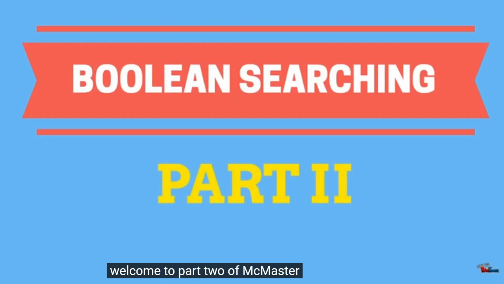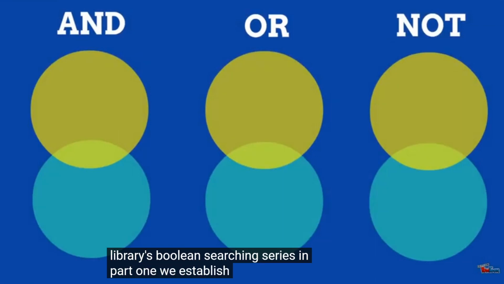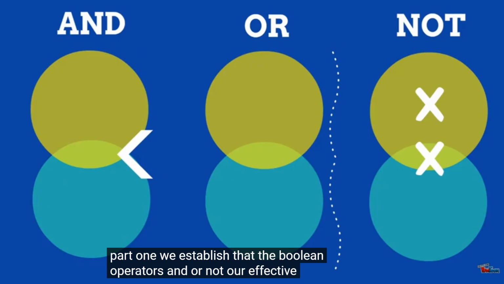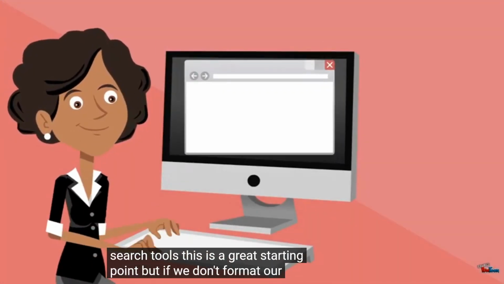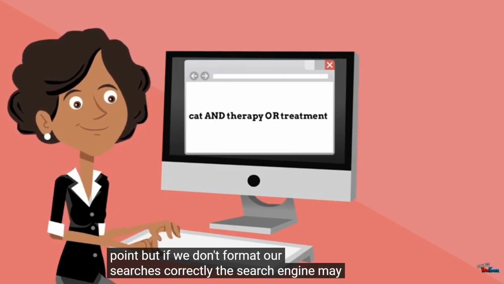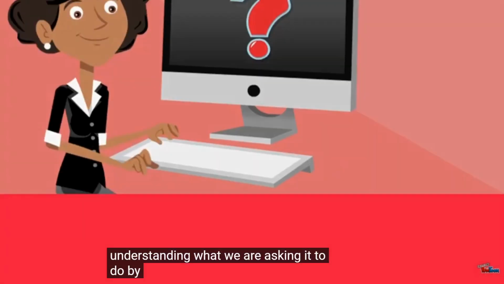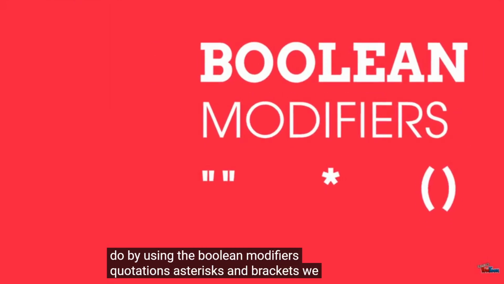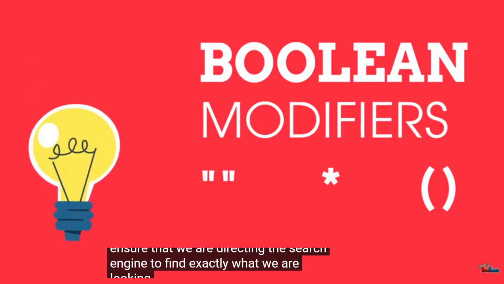Welcome to Part 2 of McMaster Library's Boolean Searching Series. In Part 1, we established that the Boolean operators AND, OR, NOT are effective search tools. This is a great starting point, but if we don't format our searches correctly, the search engine may still have a difficult time understanding what we are asking it to do. By using the Boolean modifiers, quotations, asterisks, and brackets, we can ensure that we are directing the search engine to find exactly what we are looking for.